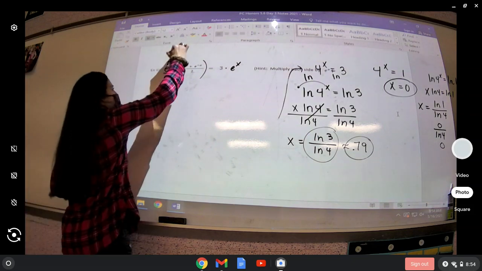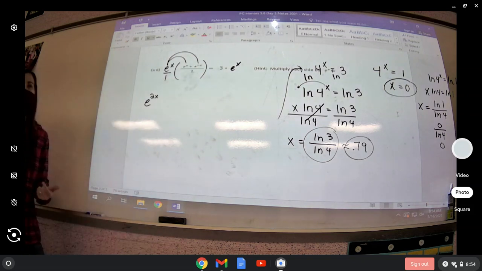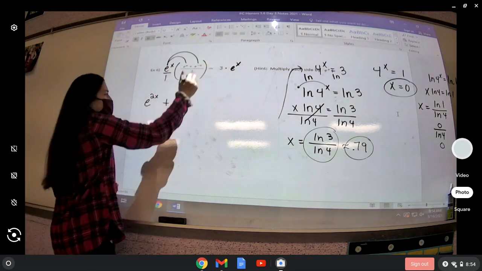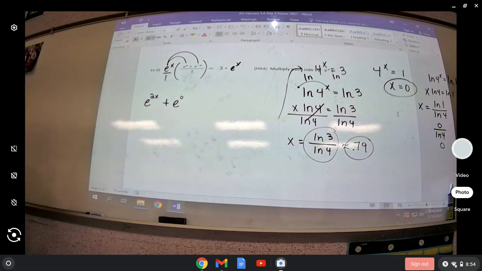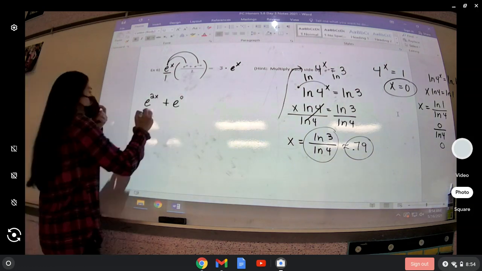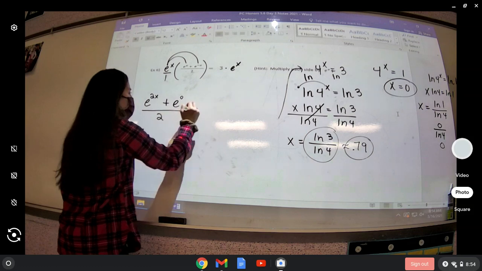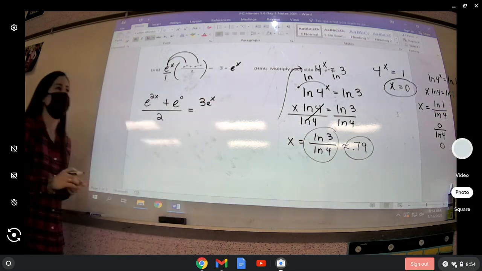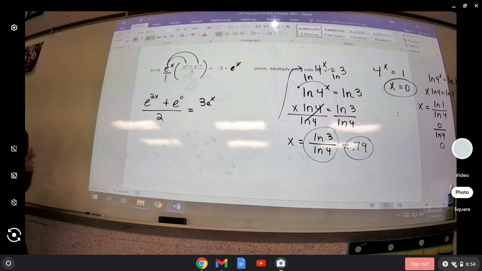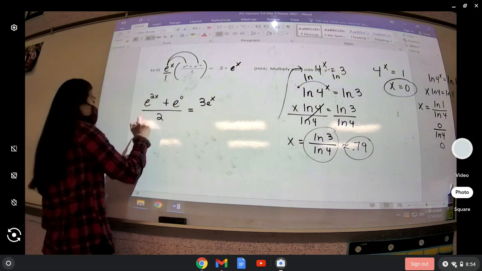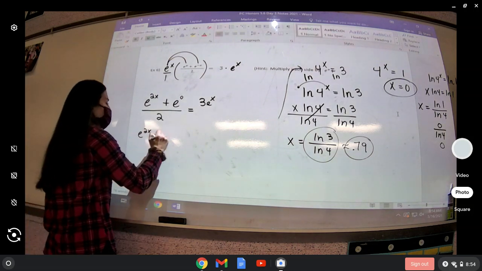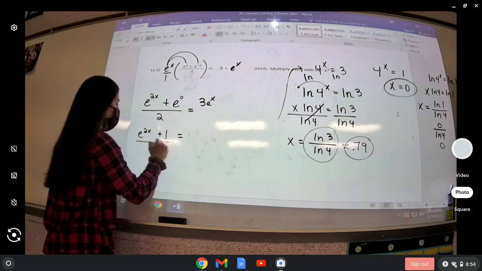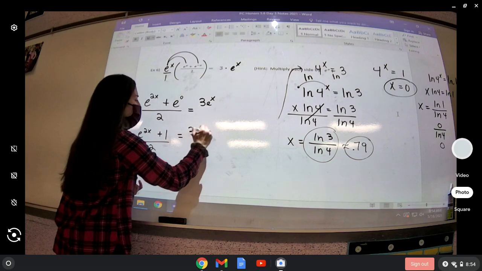And then e to the x times e to the negative x is going to be e to the x plus negative x, which is 0. You add your exponents. And then it's over 2 still. Equals 3 times e to the x, is 3 e to the x. All right, well, let's clean this up a little bit. e to the 2x plus 1, over 2, equals 3 e to the x.